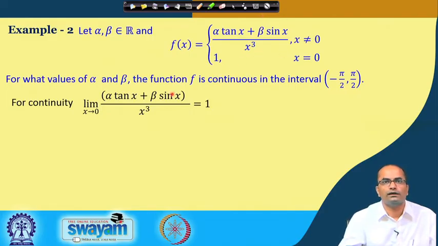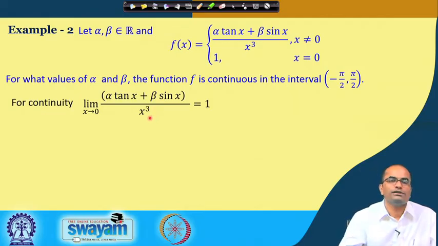So, we are now setting that if the limit as x goes to 0 of (alpha tan x plus beta sin x) over x cube is equal to 1, then this function will become continuous. Out of this condition we will compute alpha and beta. For what values of alpha and beta is this limit equal to 1? Let us compute this limit. When x goes to 0, tan 0 is 0, sin 0 is 0 and x cube is also 0, so we have the 0 by 0 form.